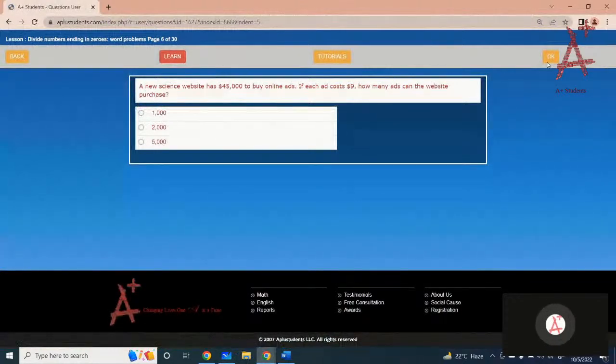A new science website has $45,000 to buy online ads. Each ad costs $9,000. How many ads can the website purchase? So divide the numbers. 45 divided by 9 is 5, since 9 times 5 is 45. And you don't have any zeros in the dividend, so the answer must have 3 zeros. So it would be 5,000. Got it?